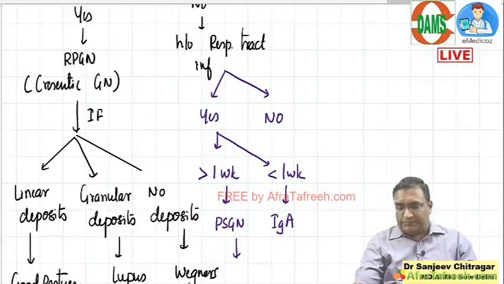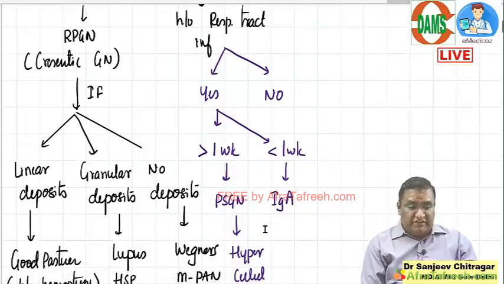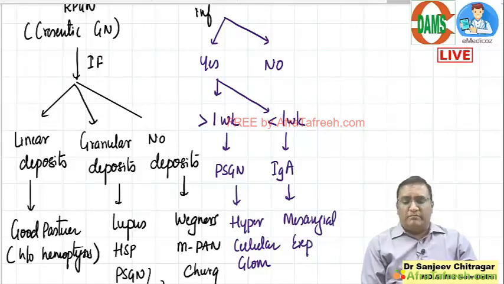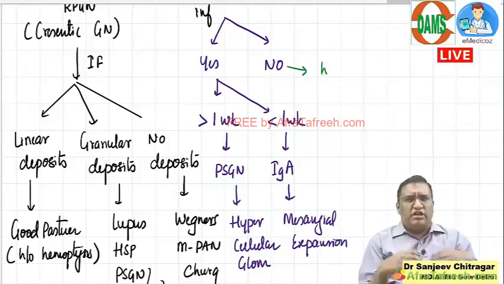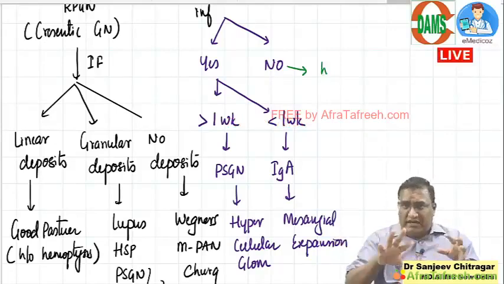IgA nephropathy, synpharyngeal we call it. In PSGN, hypercellular glomeruli will be seen. In IgA, there is mesangial proliferation and expansion. It's also called mesangial proliferative glomerulonephritis. So this can come on the other side as well.